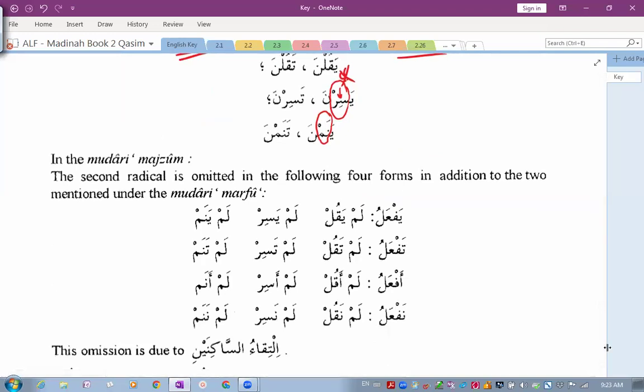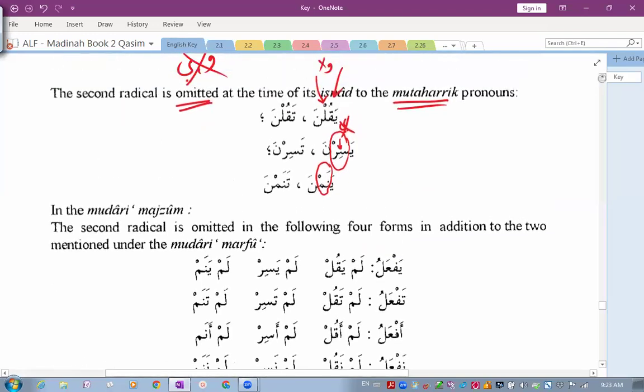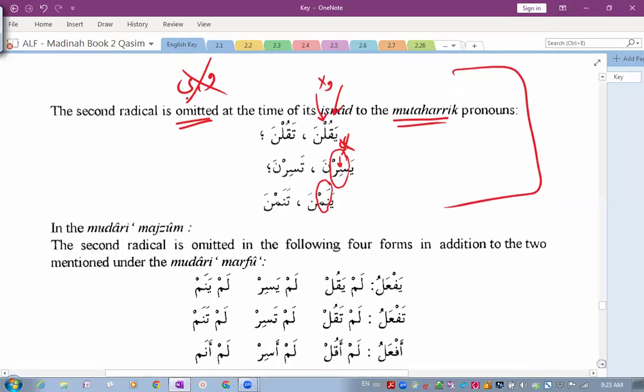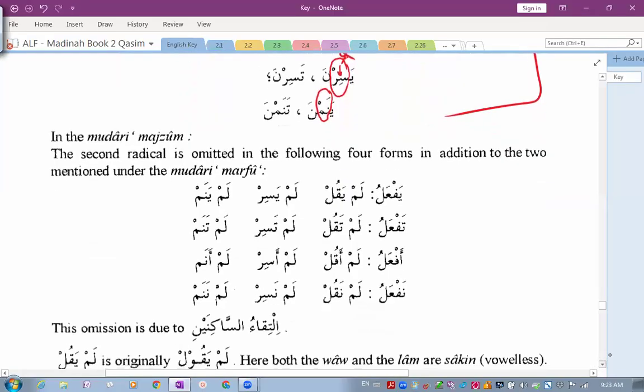Okay, so that covers our mudare, almost the whole thing. The only thing left is when you have majzoom. When you have majzoom, the second radical is omitted in the following four forms in addition to the two mentioned under the mudare marfu.